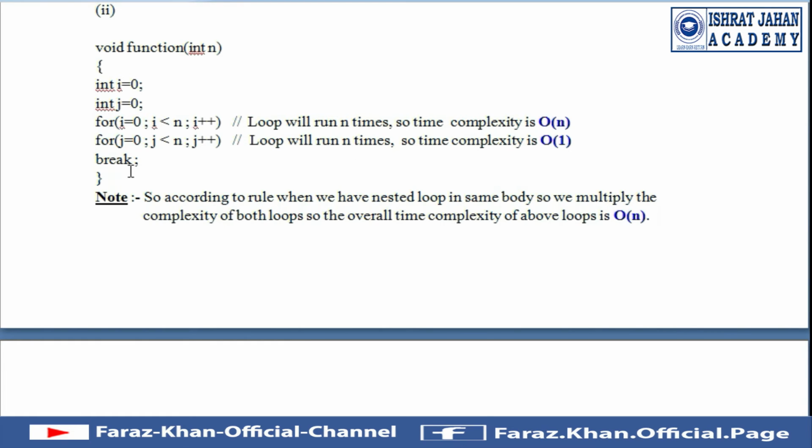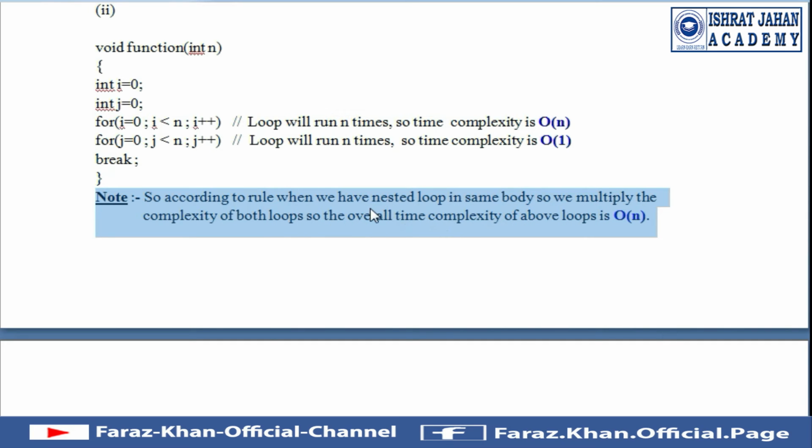So according to the rule, whenever we have nested loops in the same body, we multiply the complexity of both loops. So the overall time complexity of the above loop would be O(n) multiplied by O(1), so the overall time complexity would be O(n), right? Let's move on.